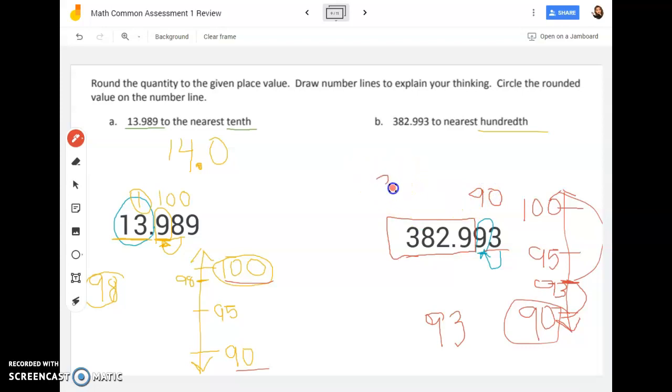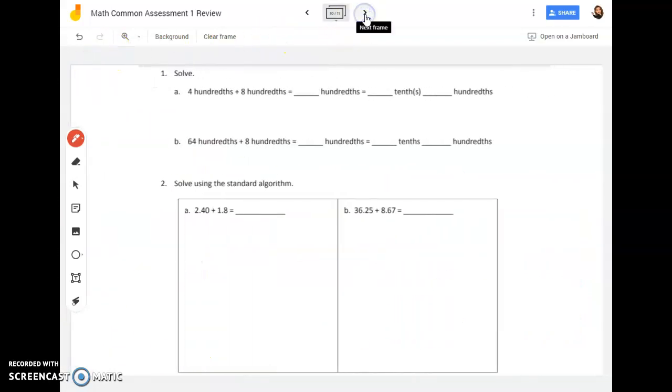So my final answer here would be 382 and 990 thousandths. There is my final answer. Our 93 stayed at 90 because it wasn't enough to bump it up. Alright, hang in there with me.